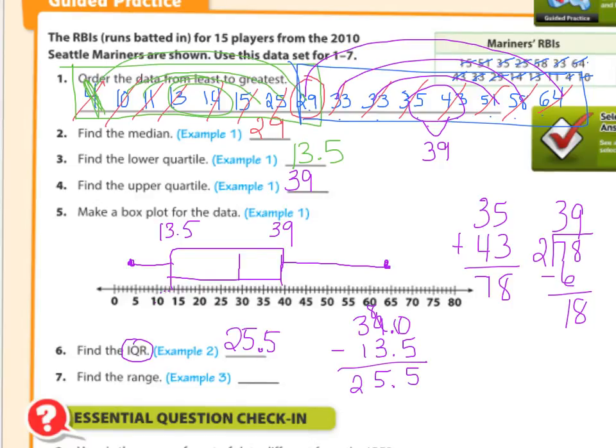And then the range, the regular range, means all the way, the whole picture. What is the range of the whole picture? So the very biggest number in the data was 64, and the very smallest number was 4. And so that means that my range of the whole picture is 60.